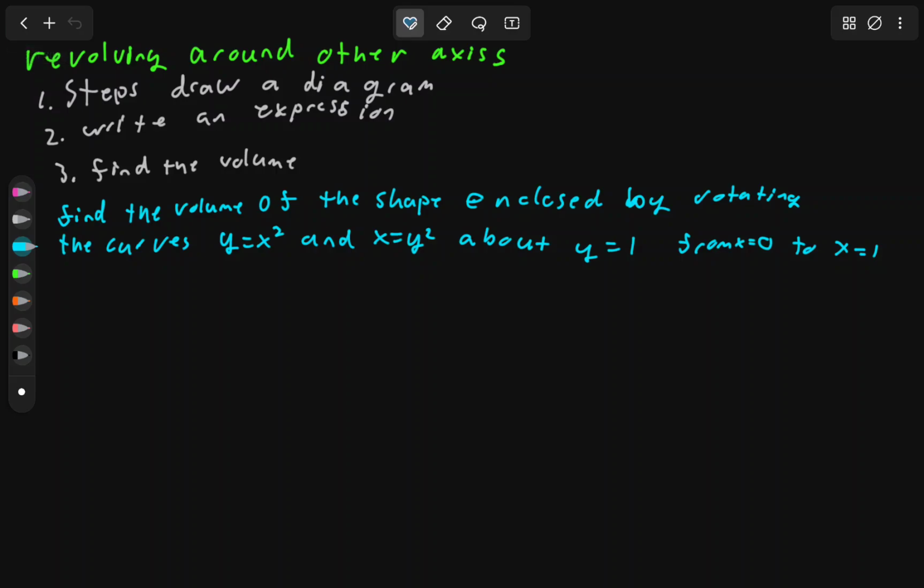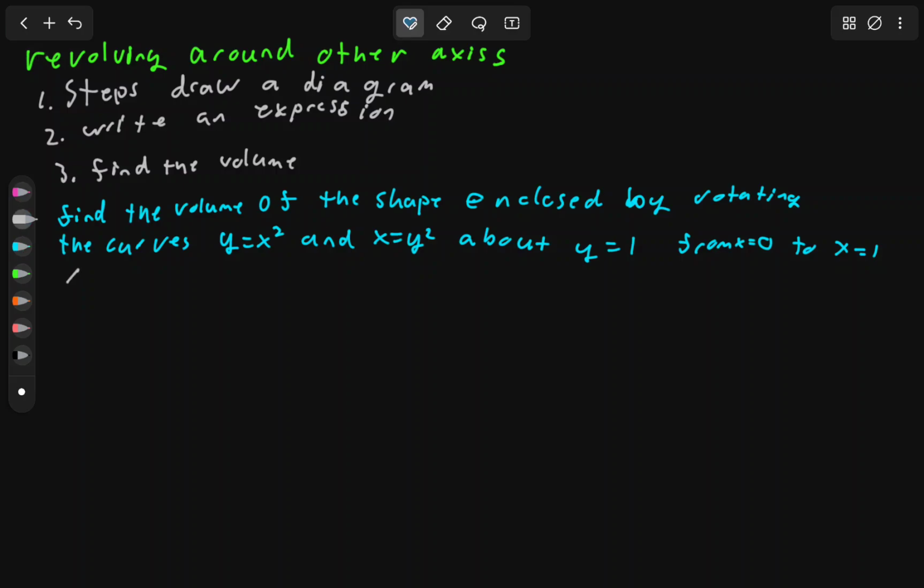So, revolving around other axes. I always recommend, if you're revolving anything but the x or y axes, draw a diagram. It will save you from making so many mistakes in my experience. So you want to draw a diagram, write an expression, and then find the volume. So find the volume of the shape enclosed by rotating the curves y equals x squared and x equals y squared around y equals 1, from x equals 0 to x equals 1.